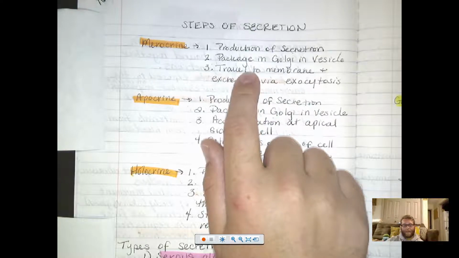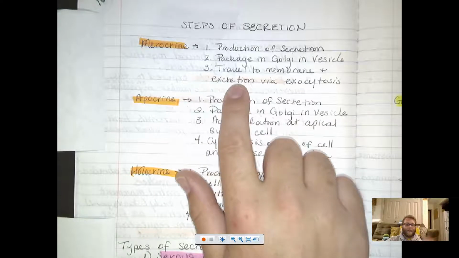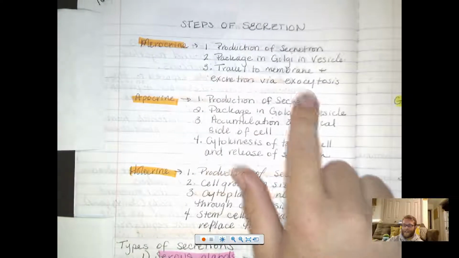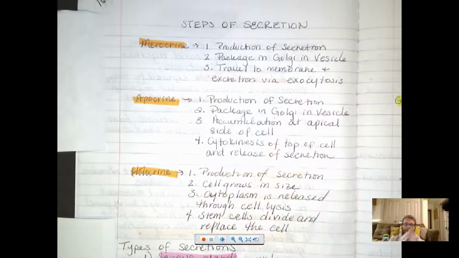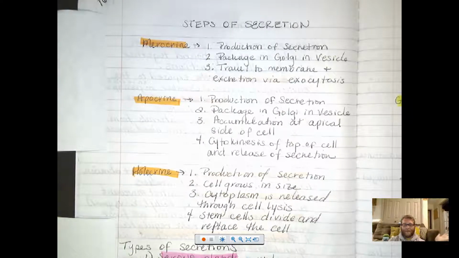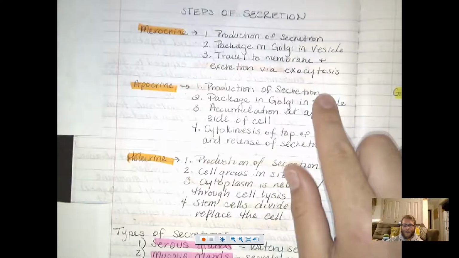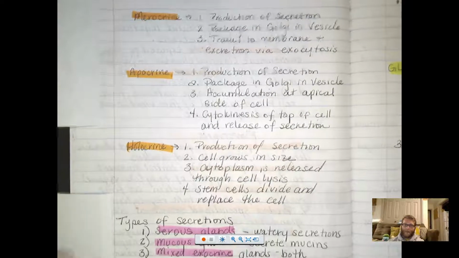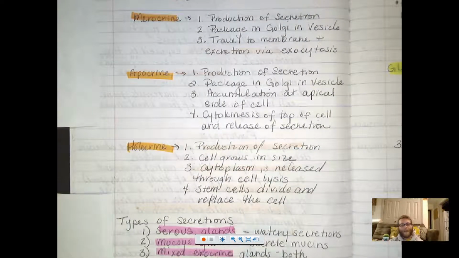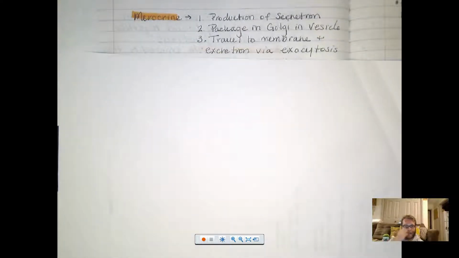Again, the vesicles, as they're ready to be released, will travel to the membrane. The membrane gets a signal to allow for excretion because the vesicle will attach to the cell membrane. It will open up and release the material into wherever it's supposed to go, so into a duct or whatever it's supposed to go to. Okay. All right, so that's the basics of merocrine. So very fast, very quick. So production of secretion, you package that material in the Golgi and the vesicle, and you travel to the membrane, and in the membrane you are releasing that particular material.